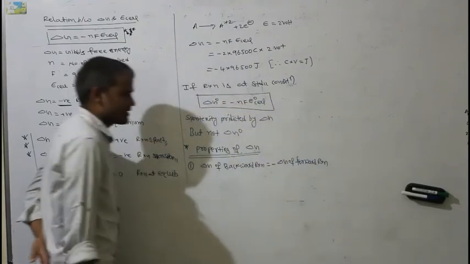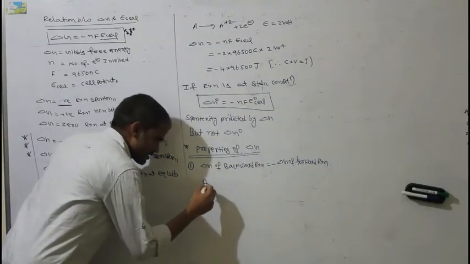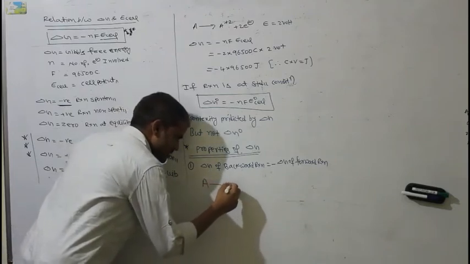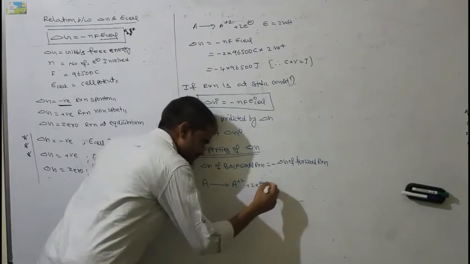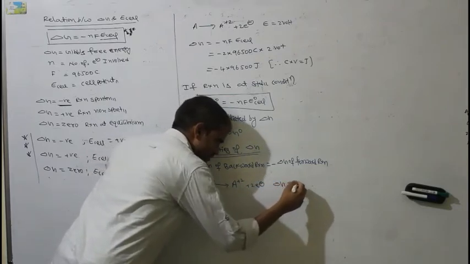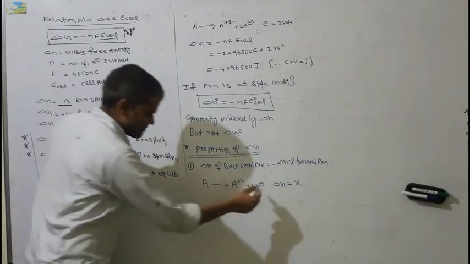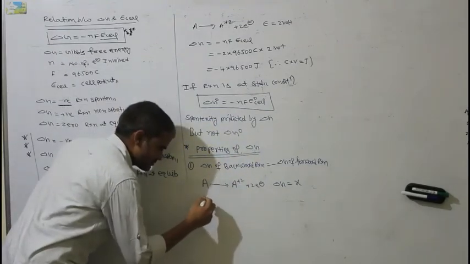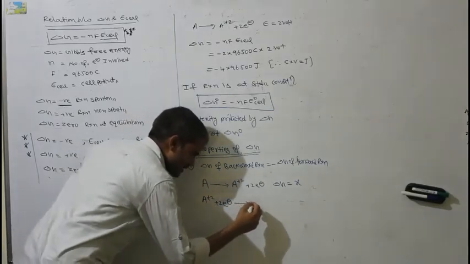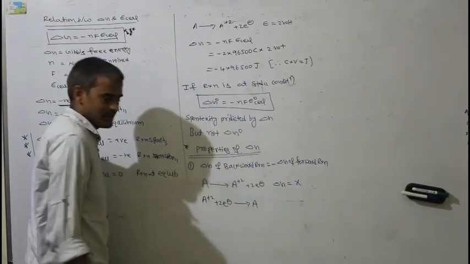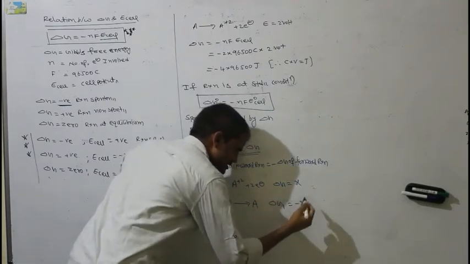Minus del G of forward reaction. For example, A becoming A plus 2 by loss of 2 electrons, del G equals X given. For the same reaction we will write the reverse: A plus 2 accepting 2 electrons and becoming A. In this case, del G1 will be equal to minus X.